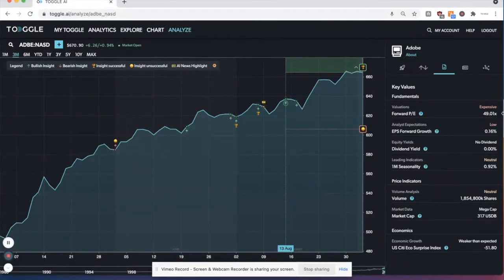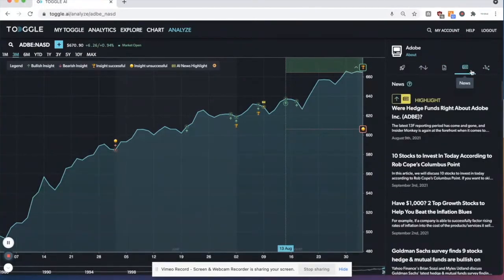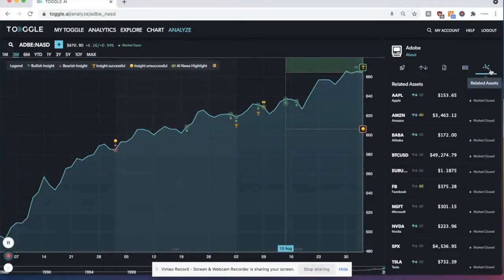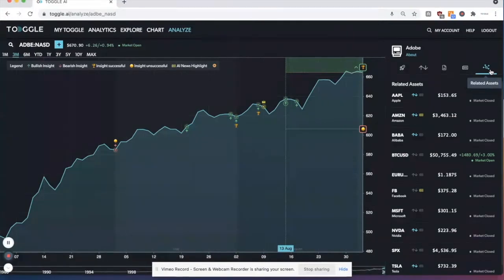If you want to dive deeper into all the most recent news publications, we've collected that information for you here under news. Lastly, you can see the related assets column to understand the correlation between assets and what might be the effect on another asset based on a movement in Adobe's price.